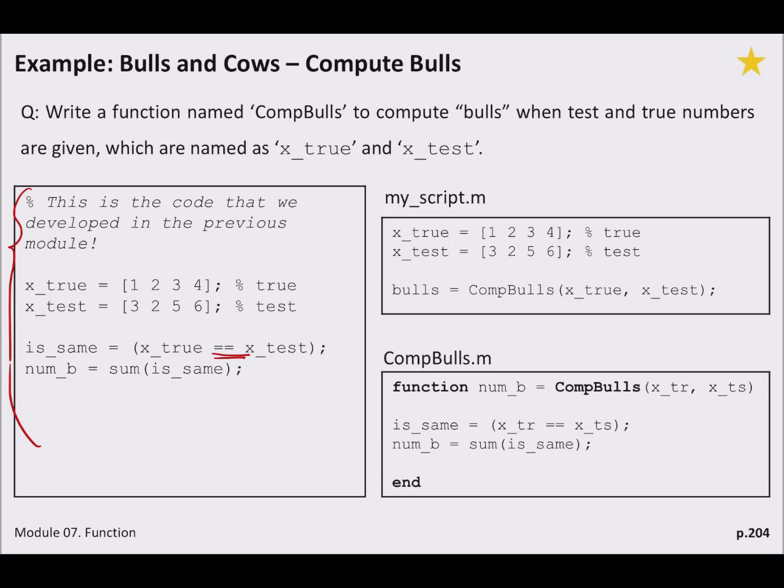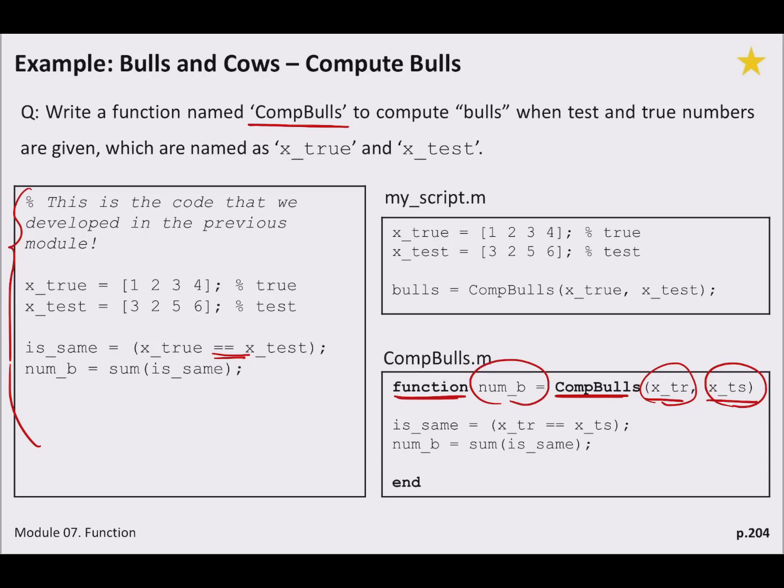Okay, how to make the function? Here, the function name is already given, compute bool. What is the input? Two inputs. This one is the true number, and this one is the test number. And then we are computing the number of bools.